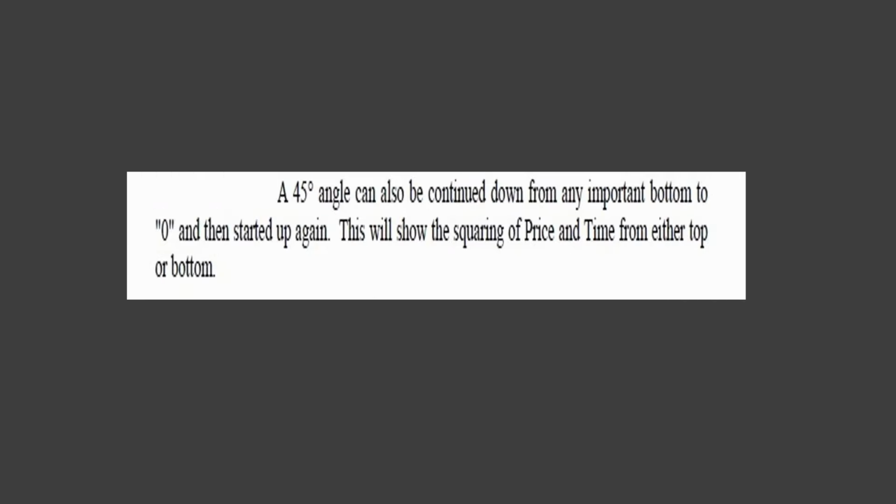A 45-degree angle can also be continued down from any important bottom to zero and then started up again. This will show the squaring of price and time from either top or bottom. So here, we've got a low that forms. You take the 45-degree angle down, one by one, all the way down to zero, comes back up. Okay?